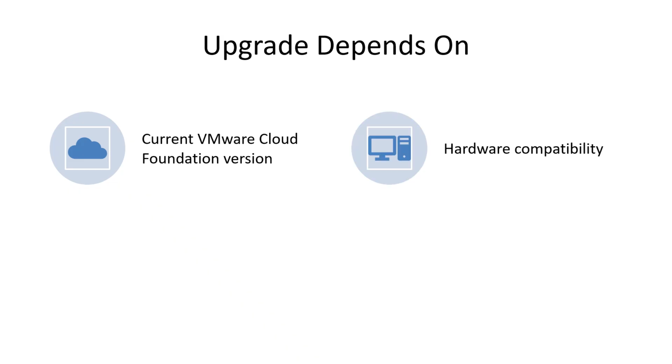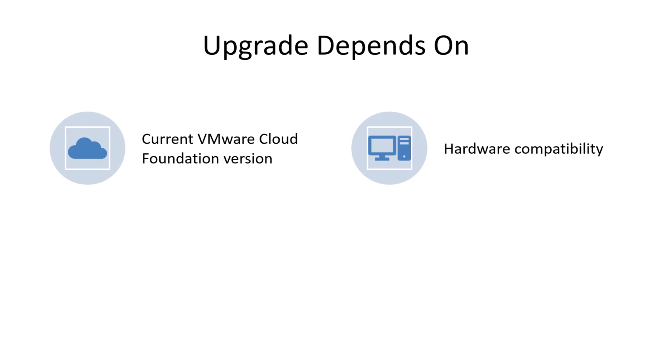Then next comes the hardware compatibility. Even if your software is ready, if the underlying hardware is not supported in VCF 9.0, the upgrade cannot proceed. This includes your server models, storage controllers, NIC cards, and the firmware level of the servers. Okay, so that's why hardware validation is always done before we touch the upgrade. So the upgrade depends on hardware compatibility as well.